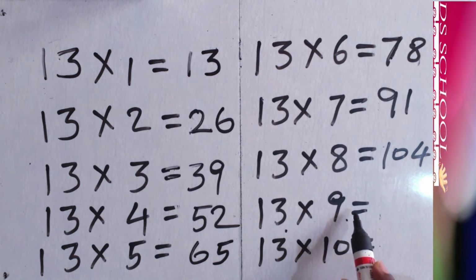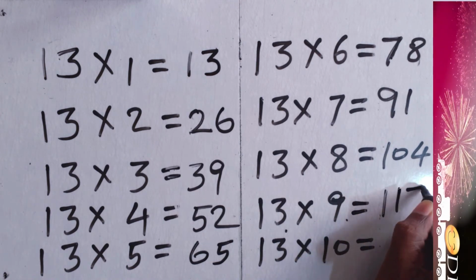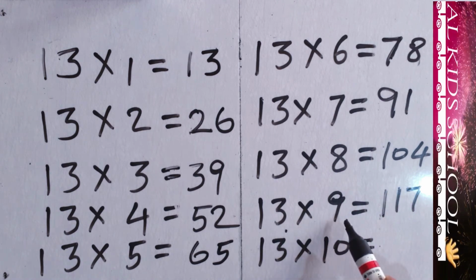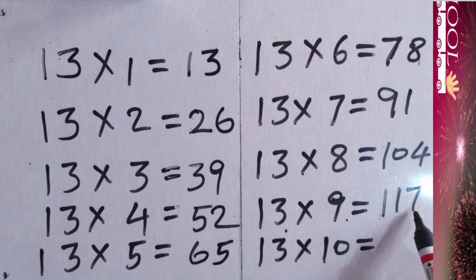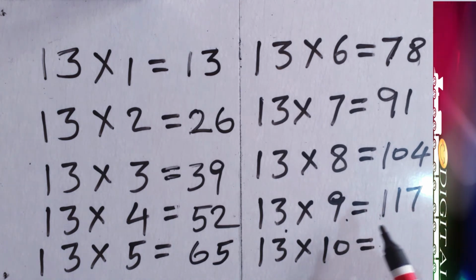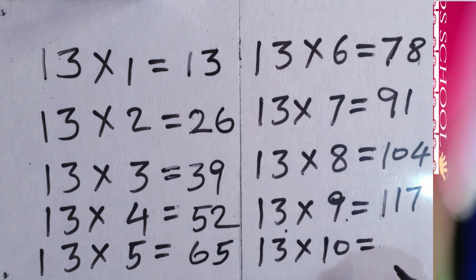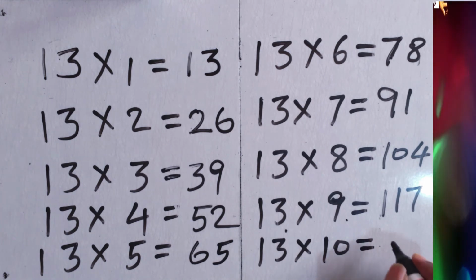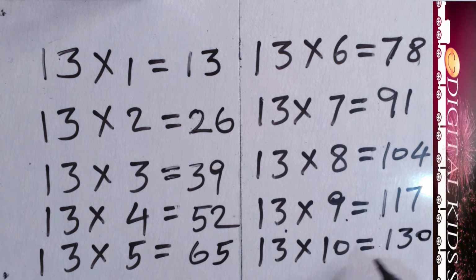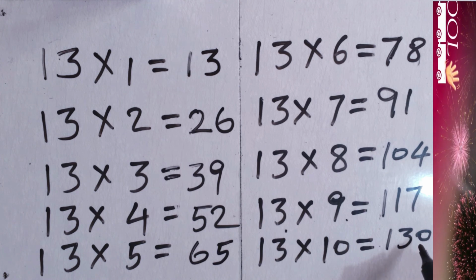Now what is the answer? What is the 13 into 9? 13 into 9 is equal to 117. Write the answer here, 117. 13 multiplied by 9 is equal to 117. 13 9 is 117. Write the answer here. What is the 13 into 10? 13 into 10 is equal to 130. 13 10 is 130. 13 multiplied by 10 is equal to 130.